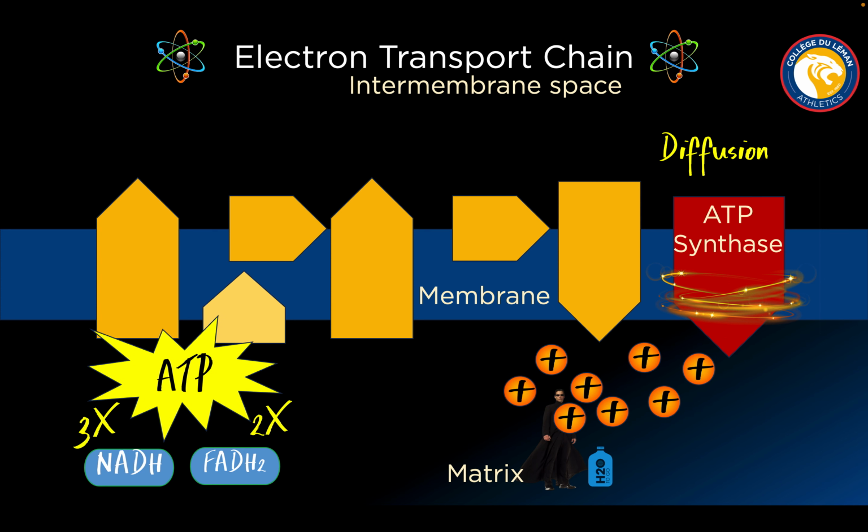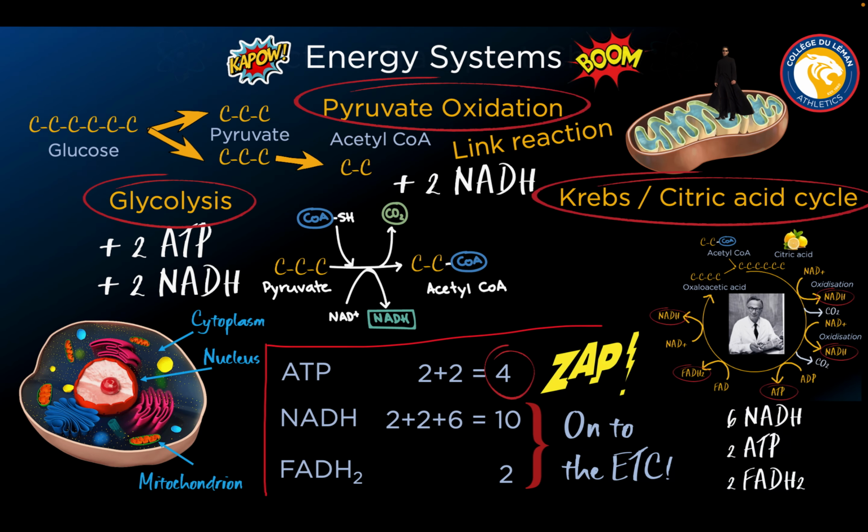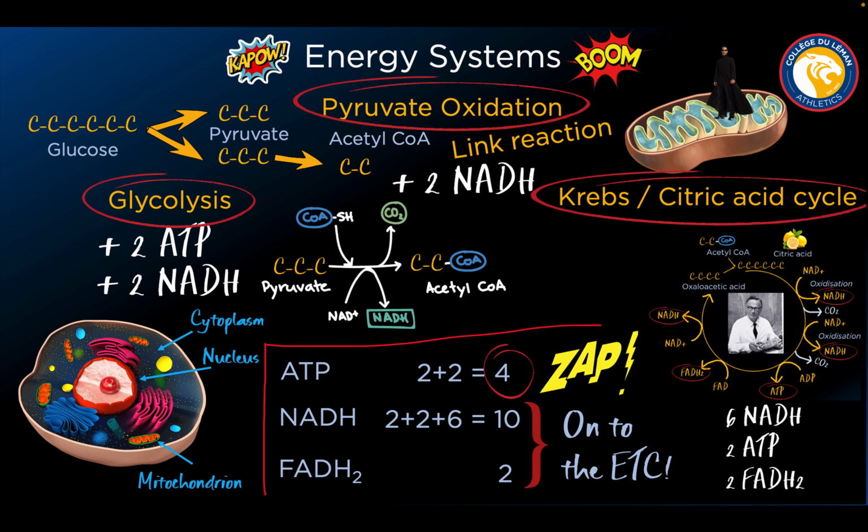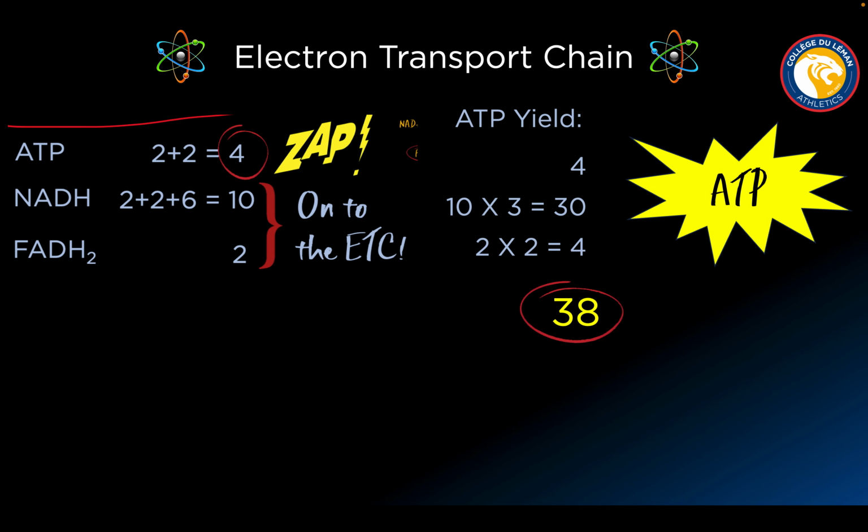For every NADH that we put into this electron transport chain, we're going to get 3 ATPs. And for every FADH2, we're going to get 2 ATPs. So we're going to be pretty ATP heavy at the end of this. Let's just add that up. Let's have a little check.